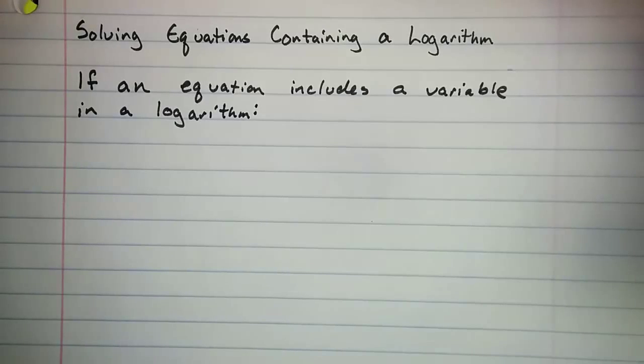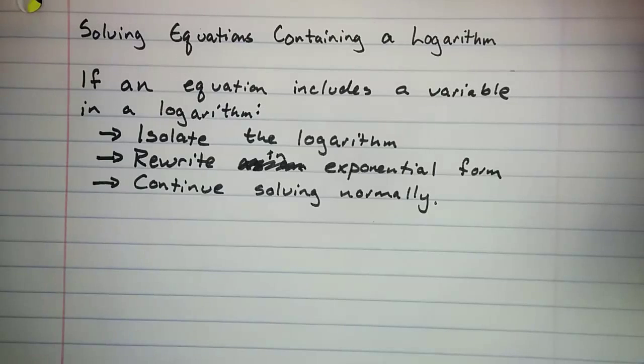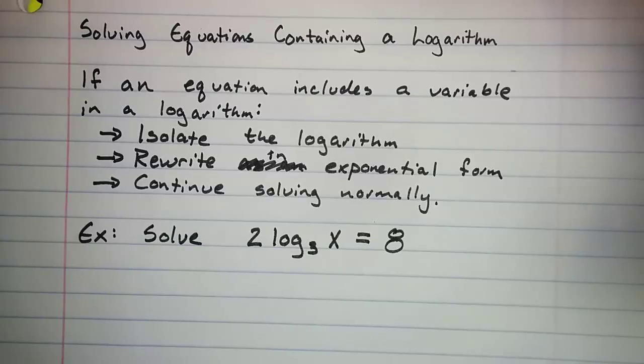Well, this is going to be a very familiar procedure by now. If we have an equation that includes a variable in a logarithm, we'll isolate the logarithm, we'll rewrite the equation in exponential form, and then we'll continue solving normally. Let's see an example. Suppose we have this equation.